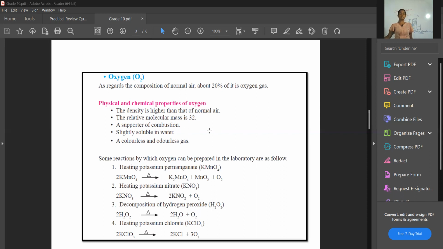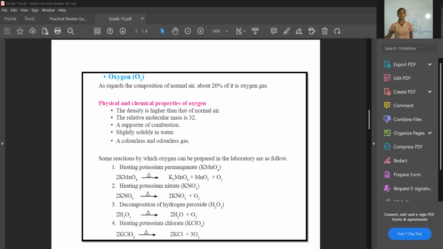And the relative molecular mass is 32, 16 plus 16, 32. Relative molecular mass of oxygen gas. And I told you, it is a supporter for combustion. That means we know for combustion, three factors should be fulfilled. There should be a combustible substance and there should be a supporter for combustion. That means oxygen is needed for combustion and the combustible substance should be heated up to the ignition temperature. You have learned those things in the lower grades. So oxygen is a supporter for combustion.